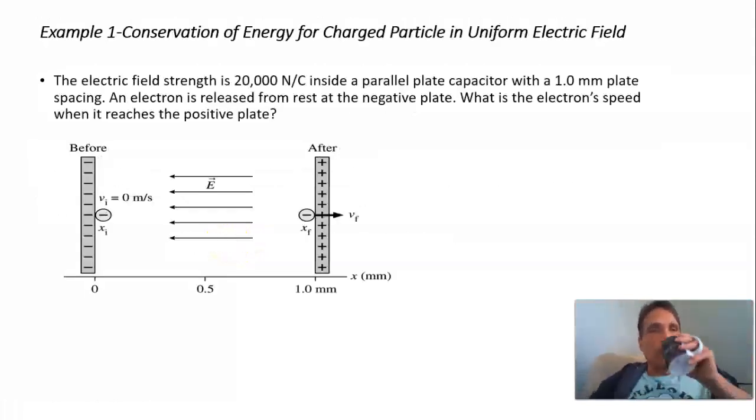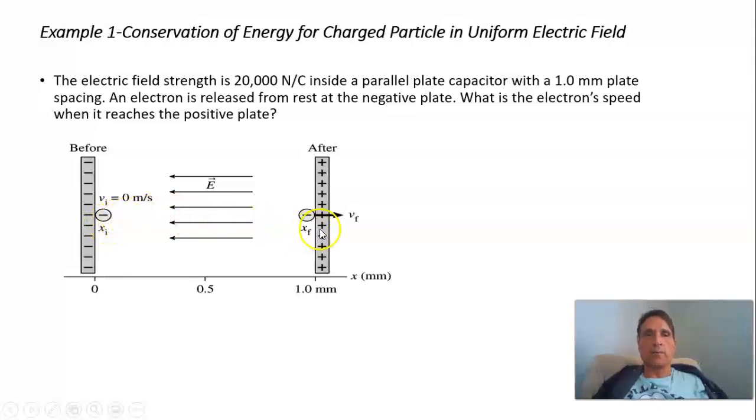So let's do an example here. Suppose you have a parallel plate capacitor, and we're going to start an electron at the negative plate with zero speed. Okay, so in other words, it's just sitting there at the negative plate. And you've got an electric field of 20,000 newtons per coulomb, constant field between the plates. And suppose the plates are separated by a millimeter, and we release the electron from rest. So the question is, what's the electron's speed when it reaches the positive plate? Okay, so we know the electron is going to get accelerated, because it's going to want to go toward the positive plate.